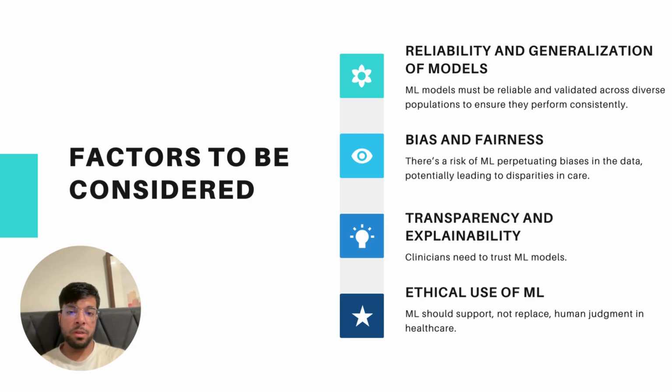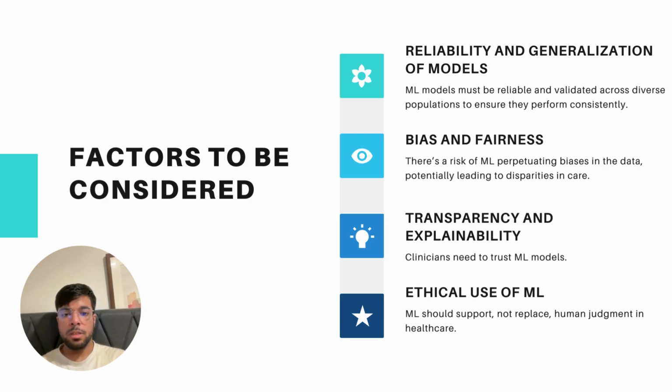Bias and fairness is our second point. A major concern is that machine learning models can unintentionally perpetuate biases found in their training data. For instance, if a model is trained on data that lacks diversity, it may not perform as well for underrepresented groups. Addressing the biases is essential to ensure equity in healthcare.